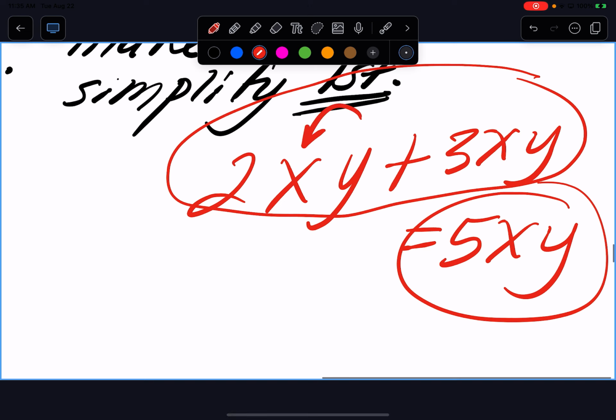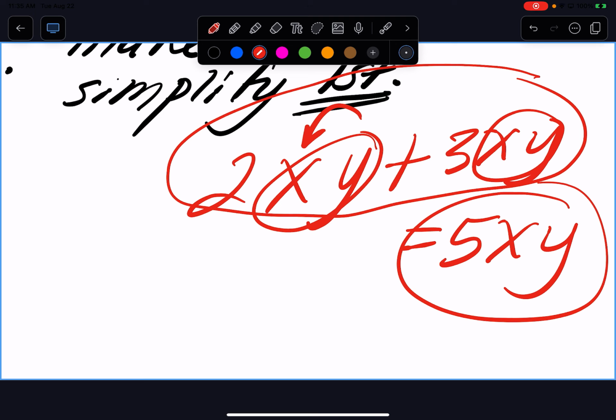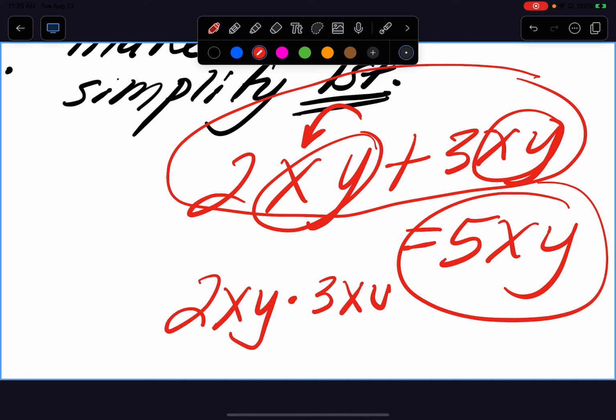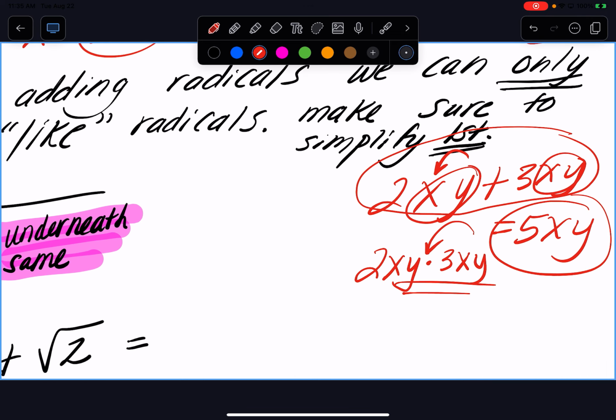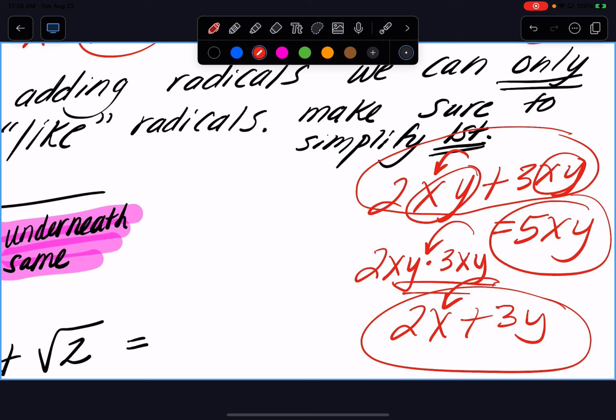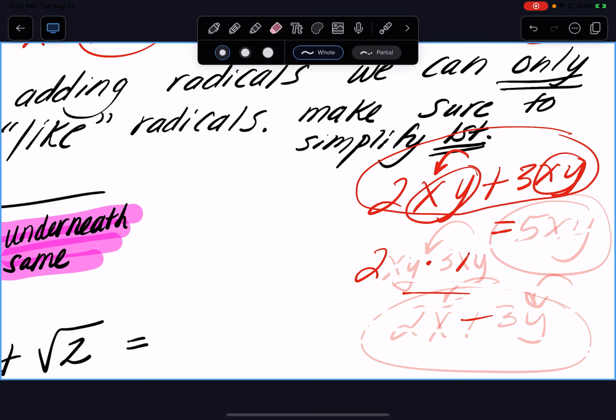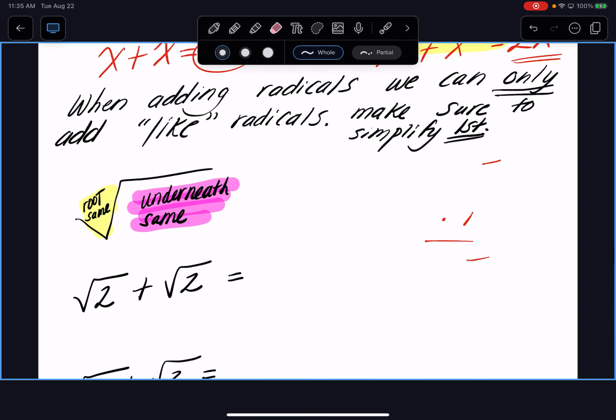Look, 2 apples. Is this not an apple? How many apples do you have? 5 apples. You don't change the apple. This is not multiplication. Do you see the difference? Now do my xy's change? Addition does not change the variable. You can only add up like terms. Can you add 2x plus 3y? No, that's an apple. That's an orange. You guys, basic math.